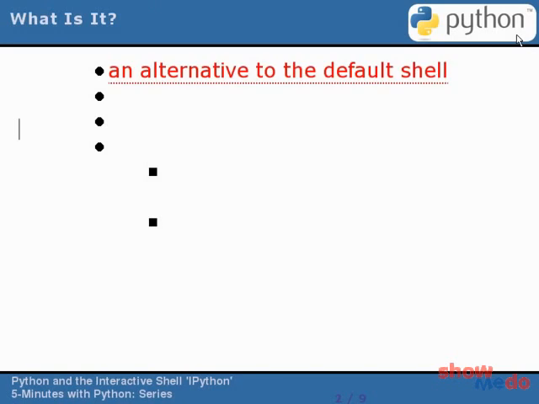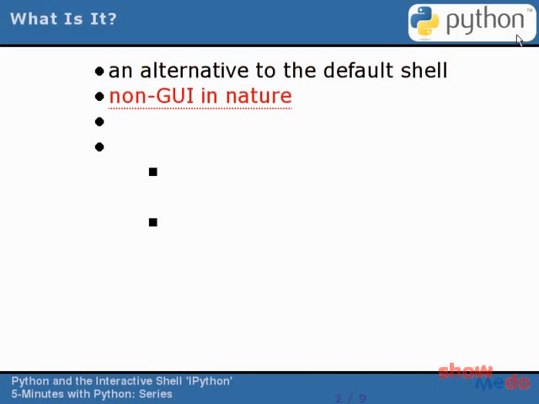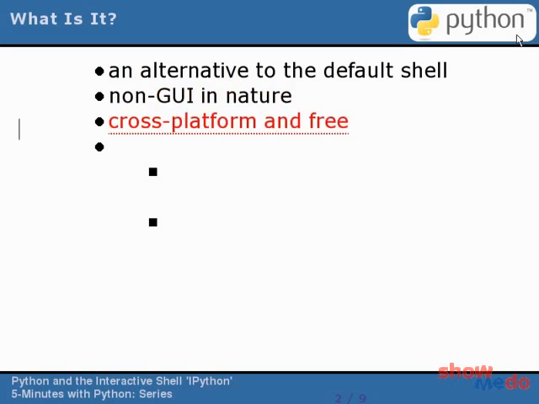IPython is an alternative to the default Python shell, increasing your effectiveness at the interactive prompt while retaining its familiarity and keyboard friendliness. Like the default shell, it is a text-based, non-GUI method of interaction. However, it does have good support to run side by side with various 2D and 3D data plotting libraries and GUI toolkits. IPython runs on all the popular operating systems, and it is free software, so you can use it everywhere.